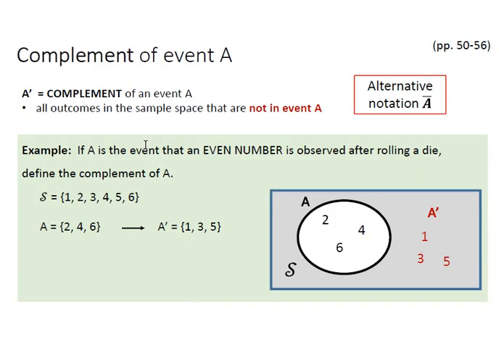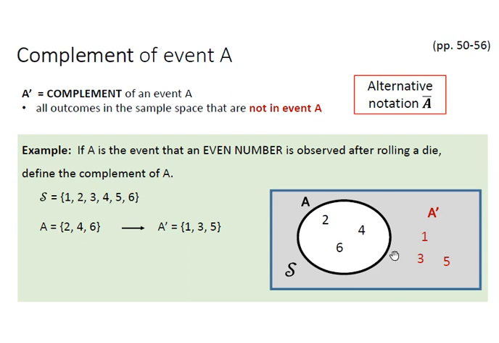Now we are going to explain set operations. We start with the complement of event A. It is shown by A prime or A bar, but we are going to use A prime. The complement of A is all outcomes in the sample space that are not in event A.